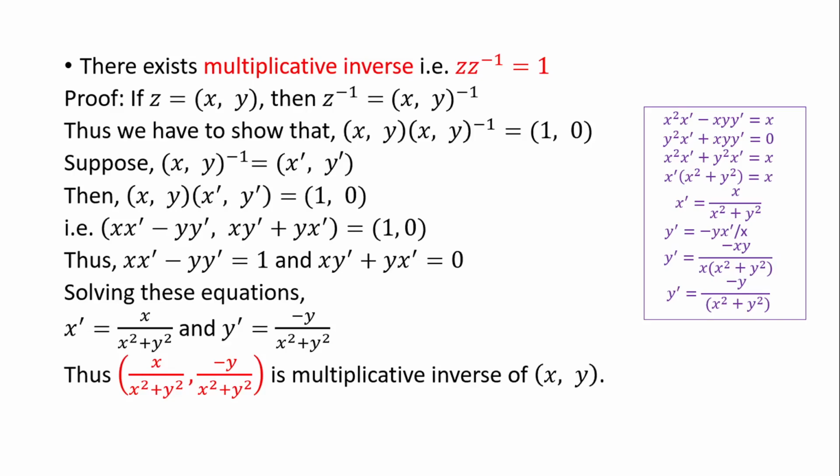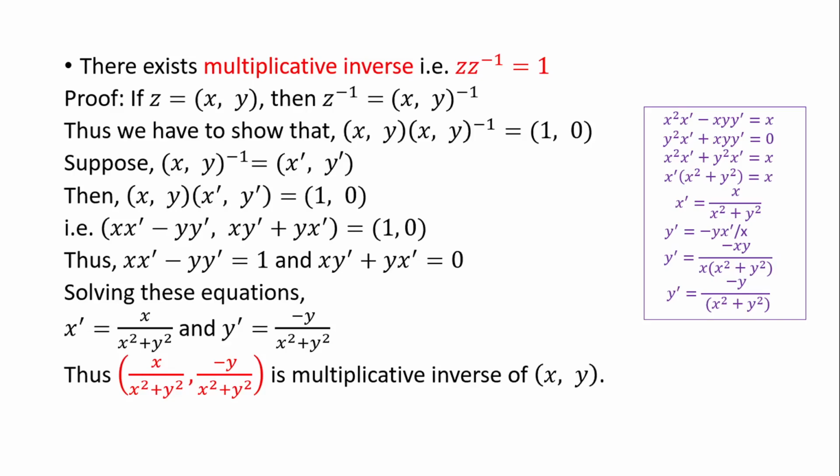Then what is its multiplicative inverse? z inverse is equal to x comma y inverse. And what we have to show is that z into z inverse, that means x comma y into x comma y inverse, is equal to 1 comma 0, the multiplicative identity. Now for convenience, let us put x comma y inverse as equal to x prime comma y prime, so that we have x comma y into x prime comma y prime, and this is equal to 1 comma 0.